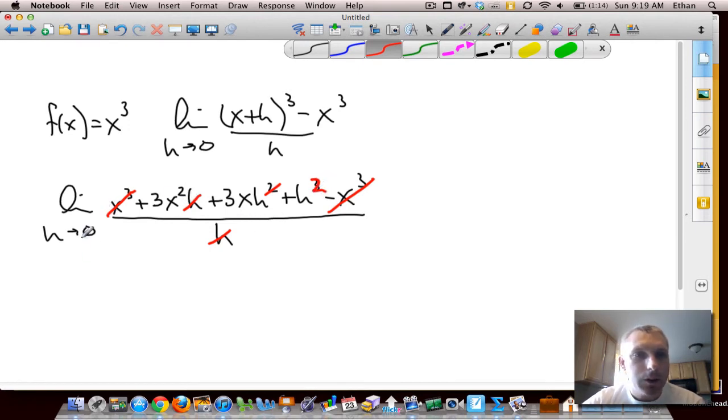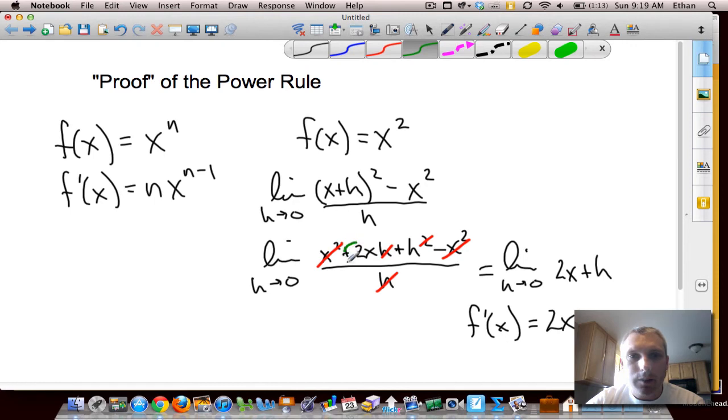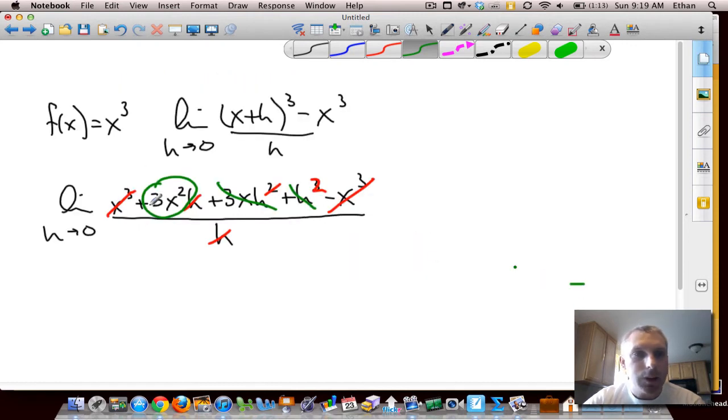Now what's going to happen here is when we plug in the 0, I'm going to lose this term and I'm going to lose this term. And it's always going to leave that second term, just like it did back here. It left the second term, which was 2x. It left the second term here, which is 3x squared. And as you can see, the exponent, the degree, is reduced by 1 on that term, on that pattern.